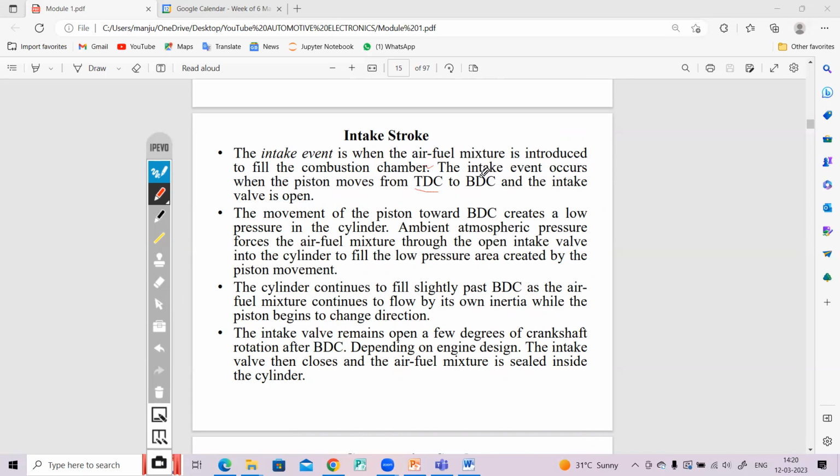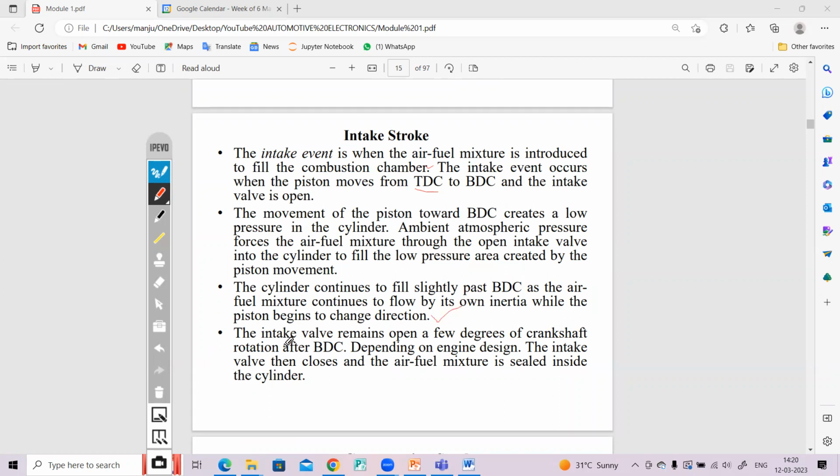and the movement of the piston towards BDC creates low pressure in the cylinder. Meanwhile, the pressure forces the air-fuel mixture through the open intake valve into the cylinder. It fills with the low pressure, and as the cylinder continues filling slightly past BDC, the mixture continues to flow, and it begins with the change in direction.